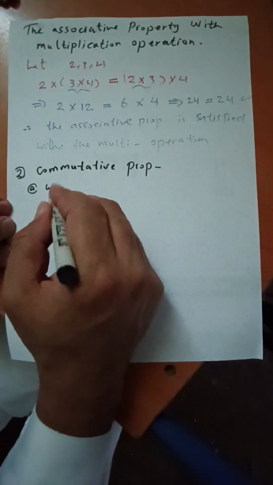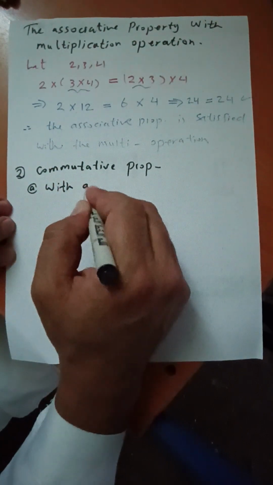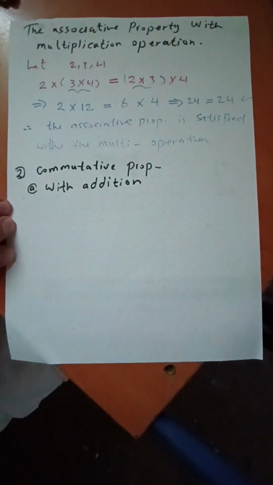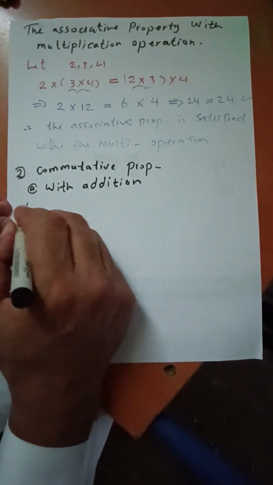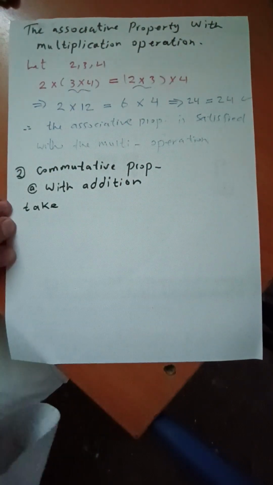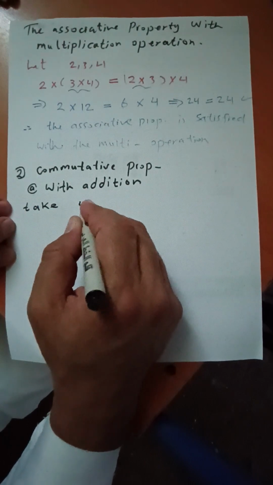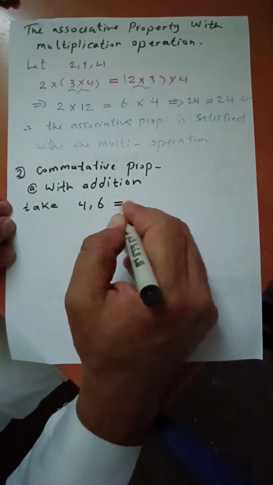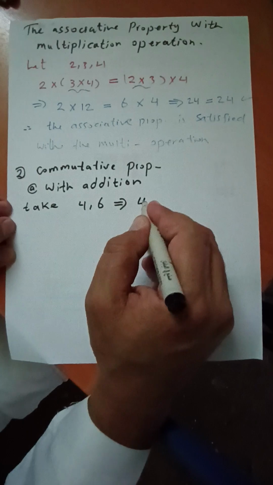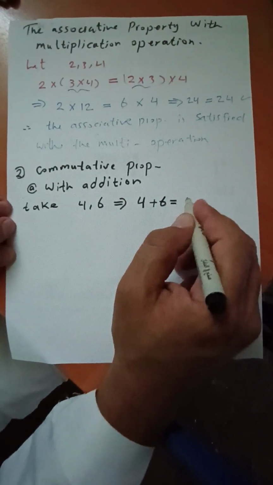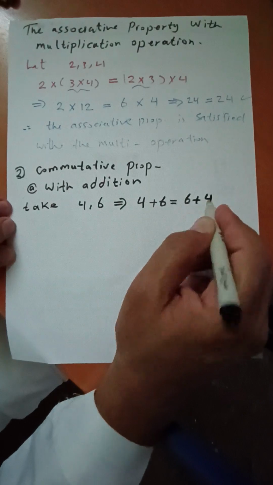A, with addition. With addition I will take two numbers, 4 and 6. 4 plus 6 should equal 6 plus 4.